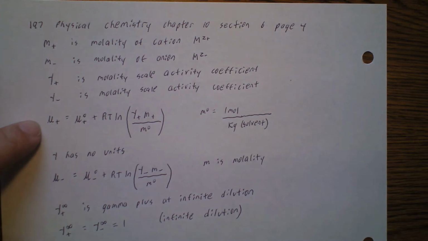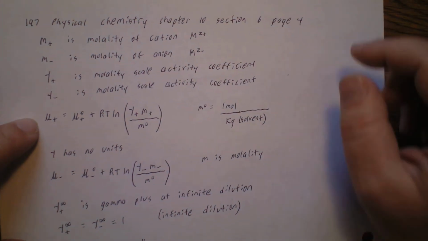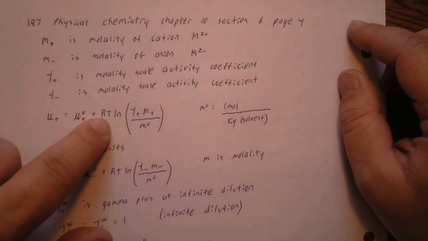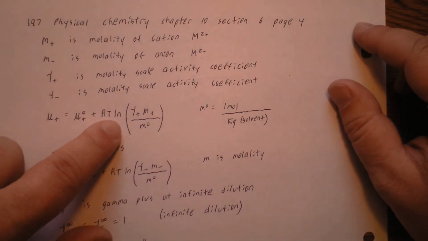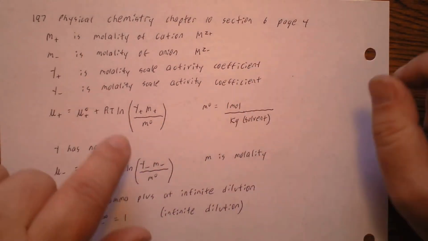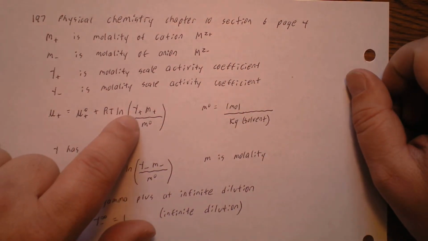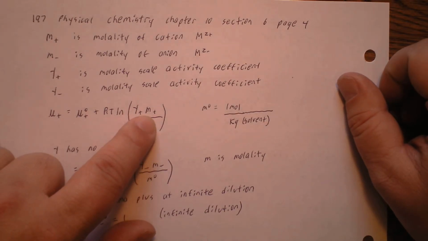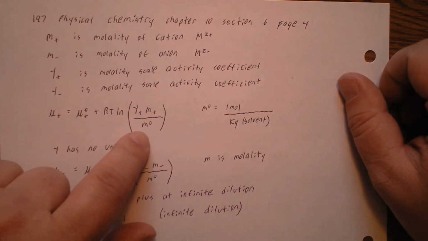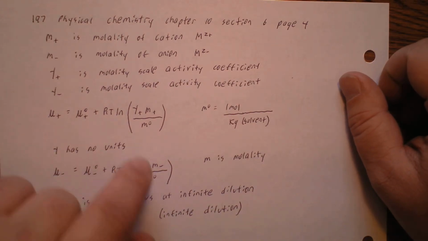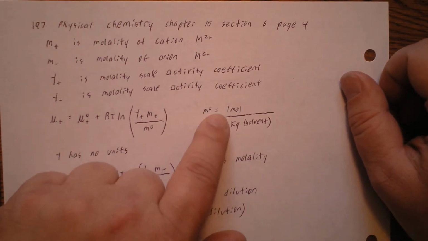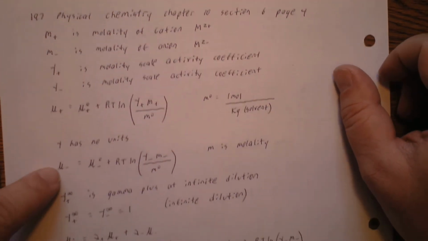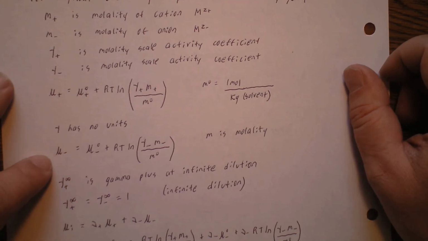So we get the chemical potential of the cation is equal to the chemical potential of the cation in the standard state plus the gas constant R times the absolute temperature times the natural log of this whole quantity, the molality scale activity coefficient of the cation times the molality of the cation divided by the molality in the standard state. And of course the molality of the standard state would be 1 mole per kilogram of solvent. And of course gamma has no units.